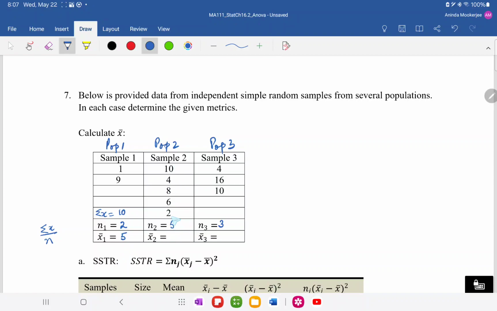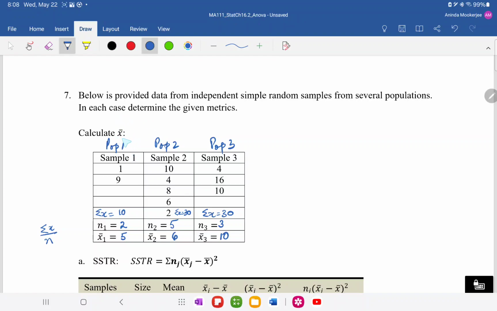Then for the second sample, let's work it the same way. Sigma x is going to be 10 plus 4. It's going to be 30, right? 10 plus 10 and 6 plus 4, 10, so 30. So let's write here quickly, sigma x equals 30, and 30 divided by 5 is 6. And then for the third sample, 10 plus 16 plus 4 is again 30. So sigma x for sample 3 is also 30, and 30 divided by n, or 30 divided by 3 in this case, is 10. So these are our individual sample means.